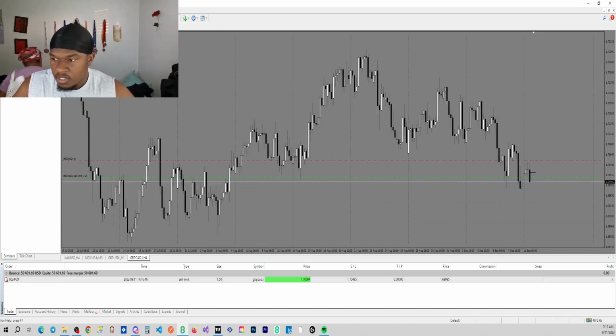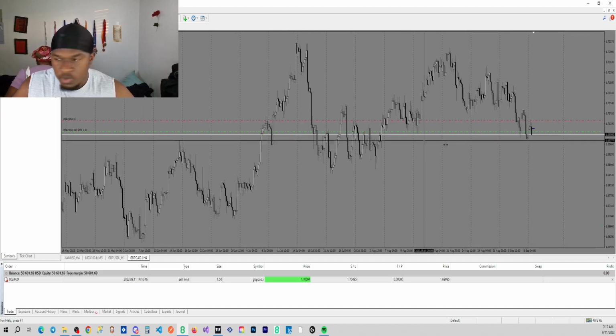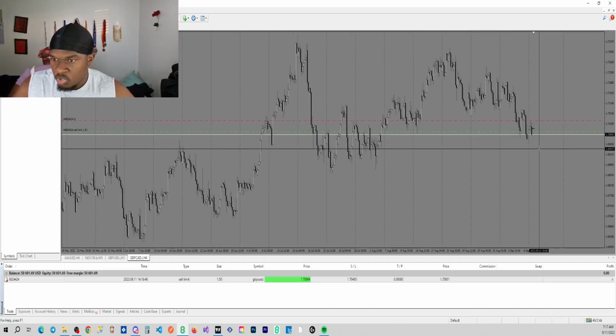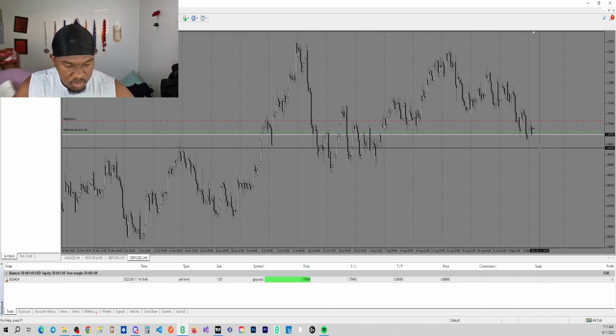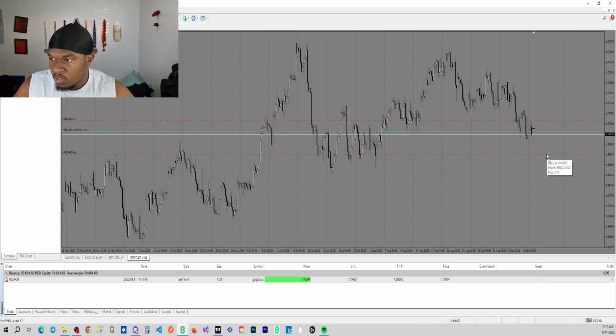So I'll risk another percent on here if price comes up here and take it to the downside. My TP, as I said, I only go for 1 to 2, so TP is going to be 1.69506. TP is going to be somewhere over here. So that's a 1 to 2 right there.